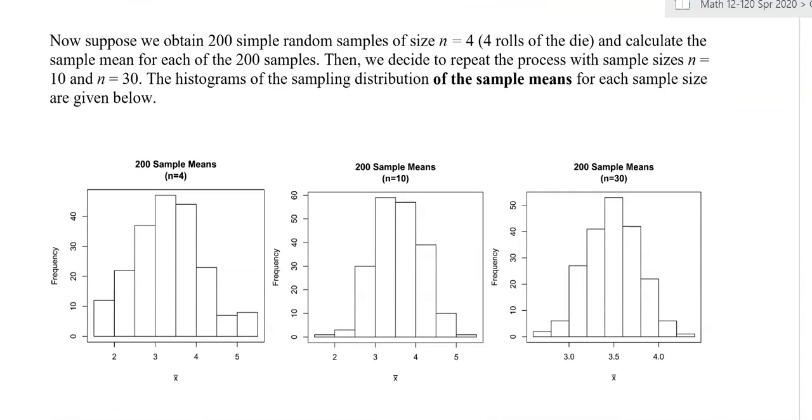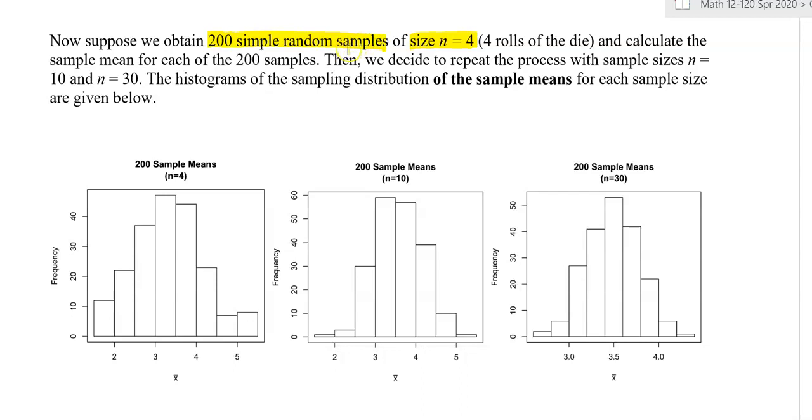So here's what we're going to do first. We're going to roll the die 4 times. And so you roll the die 4 times, and then you look at the faces of those 4 times that you roll it, and then you find the average of those 4 faces. Right? And then we do this 200 times.